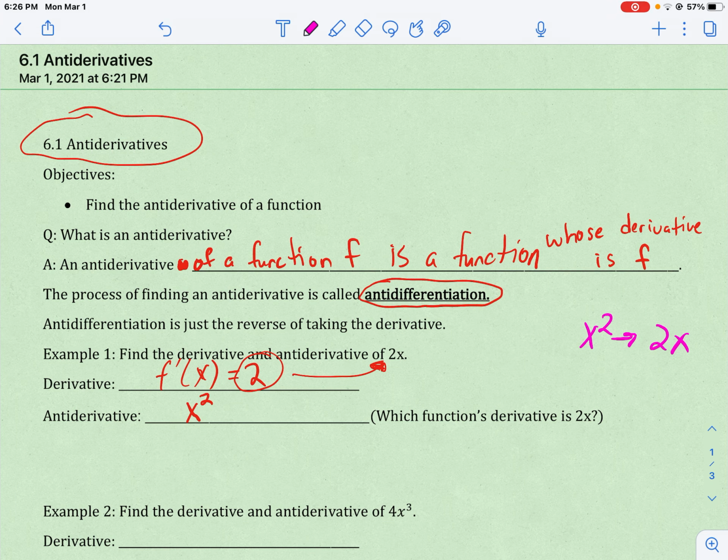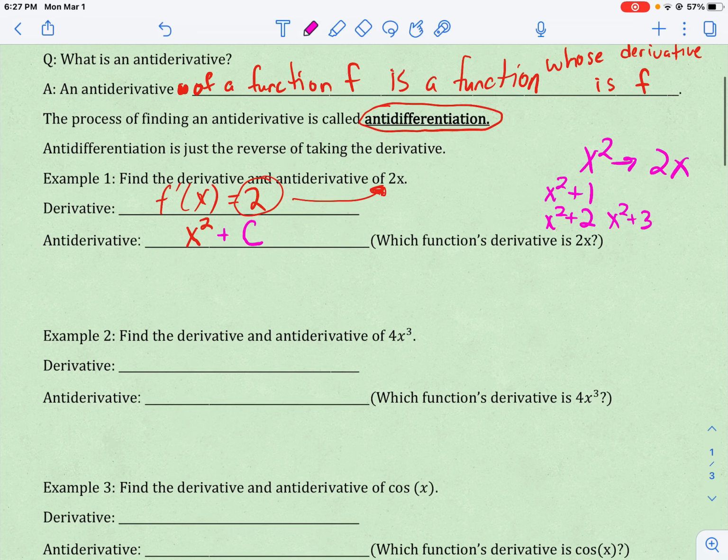However, how do we know it isn't x squared plus 1, or x squared plus 2, or x squared plus 3? Really, we don't know, because remember, the derivative of 1, 2, and 3 is 0. So it could have been x squared plus 10, plus 20, plus 30, plus 1, plus 2, plus 3, plus 4, or it could have just been x squared. Since we don't know which number, or if there was any, we're going to put plus c.